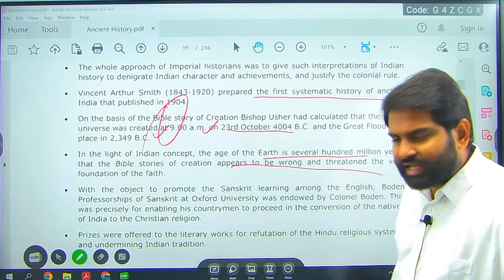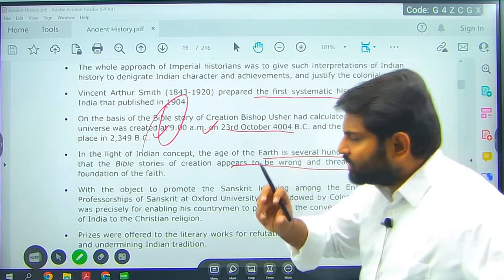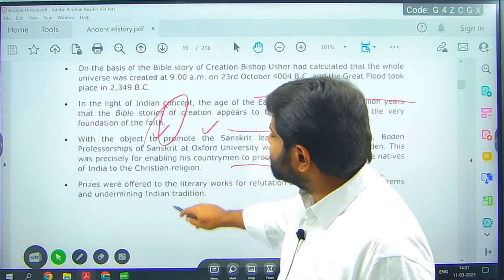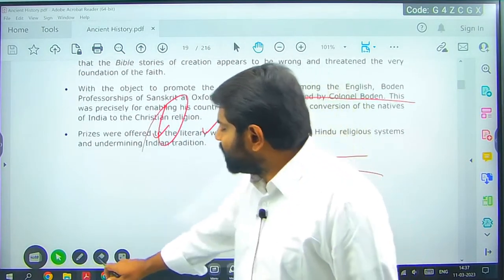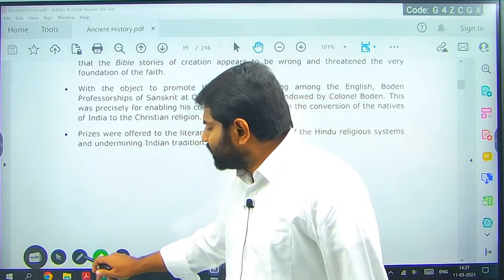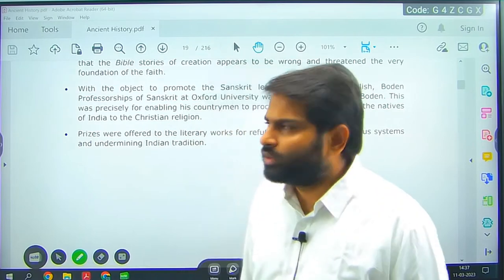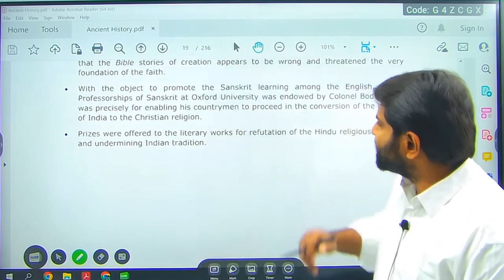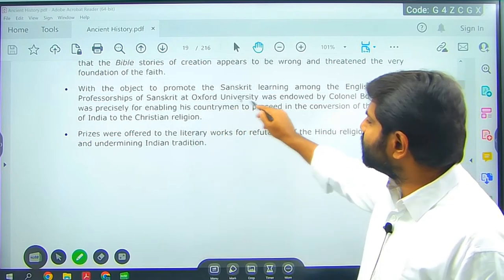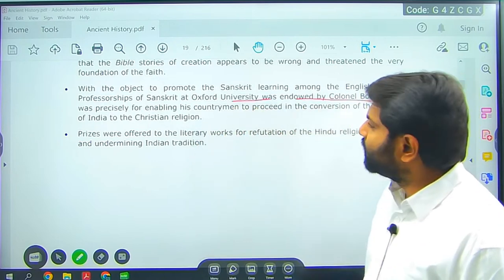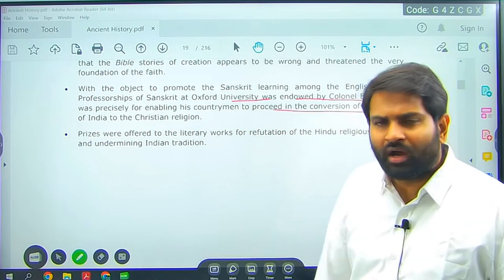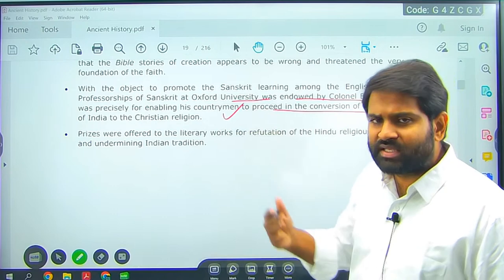So changing the timeline, as I said, their intention is to summarize the history. As I said, the religious bias and racial bias were there in the minds of the imperial historians to establish their colonial rule. The agenda is to justify colonial rule. With the object to promote Sanskrit learning among the English, the Boden Professorship of Sanskrit at Oxford University was endowed by Colonel Boden. This was precisely for enabling his countrymen to proceed in the conversion of the natives of India to the Christian religion. As I said, religious bias.